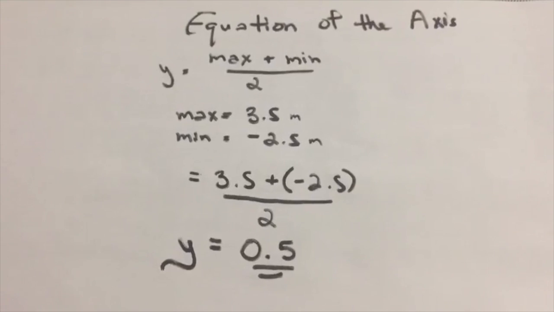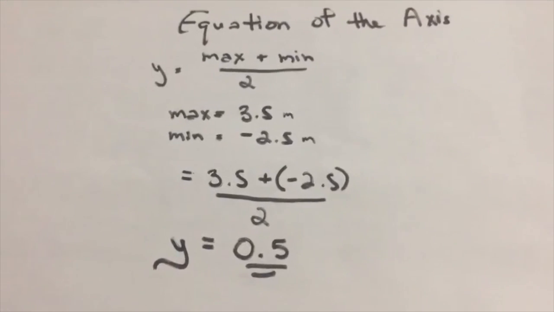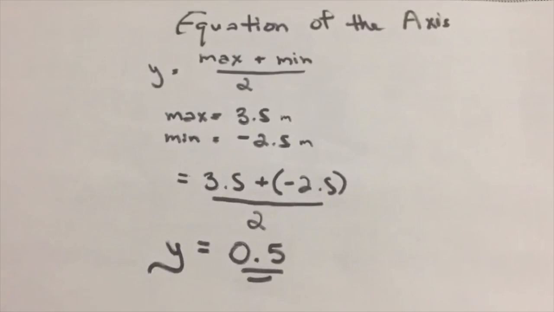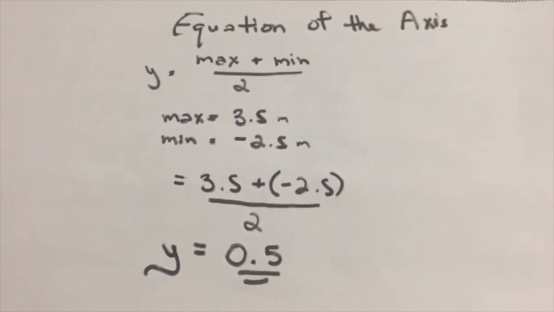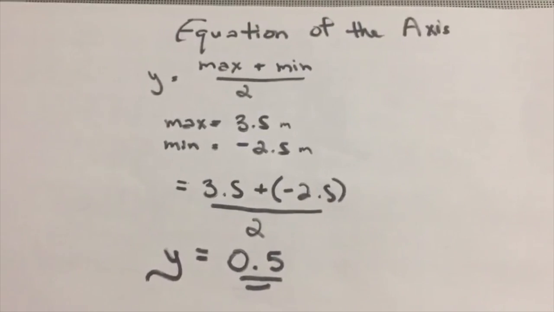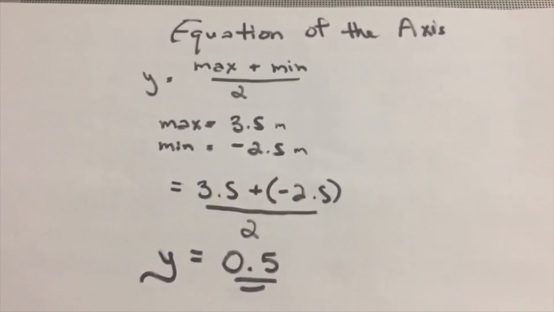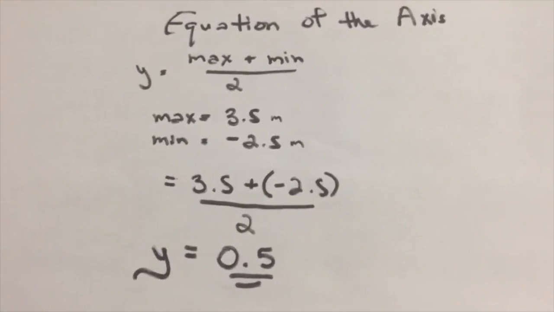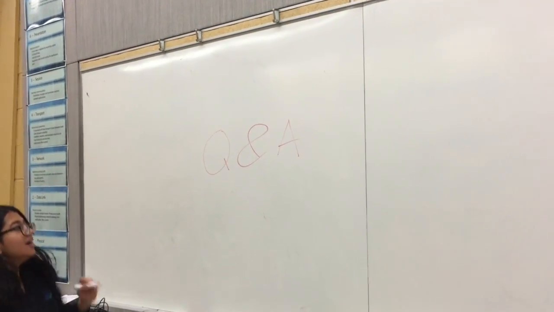To find the equation of the axis, you take the maximum value plus the minimum value divided by 2. In our case, the maximum value is 3.5 meters, and the minimum value is negative 2.5 meters. The negative is referring to the direction the swing is traveling. So when you add 3.5 to negative 2.5 and divide by 2, you get the equation y equals 0.5. Why doesn't the graph start at 0? That's because the swing itself is 0.5 meters above the ground.